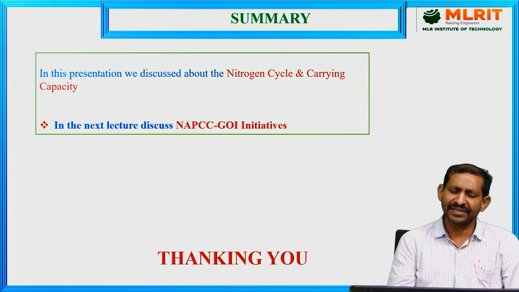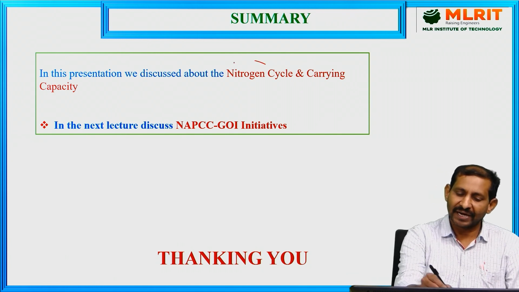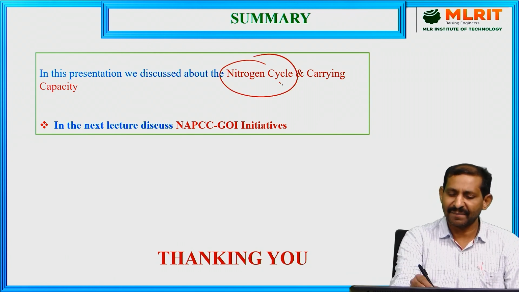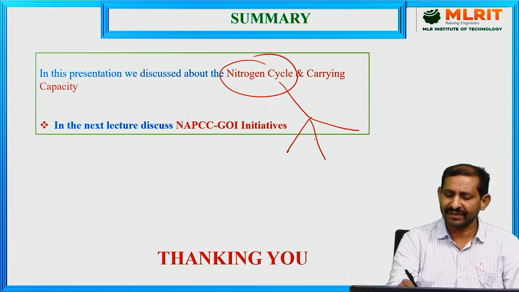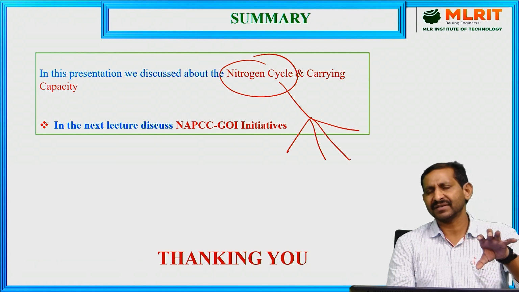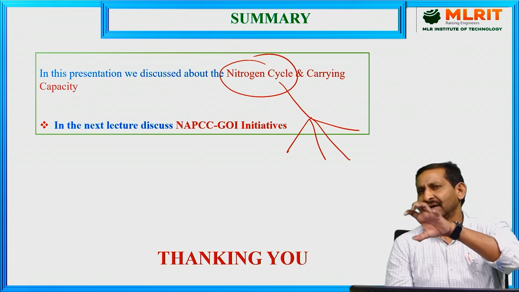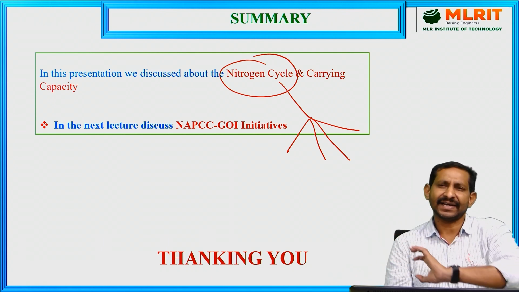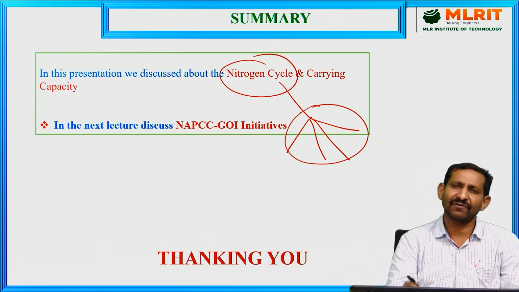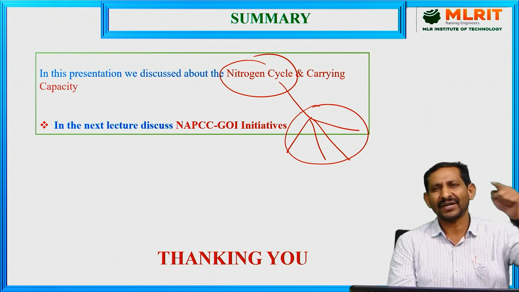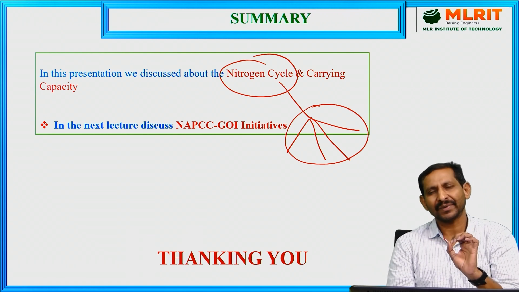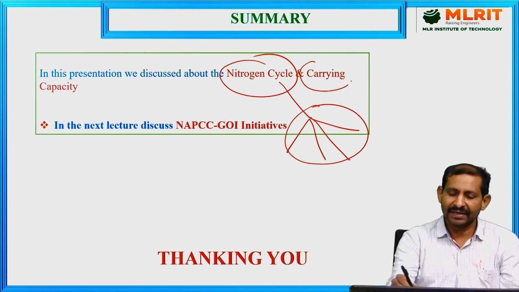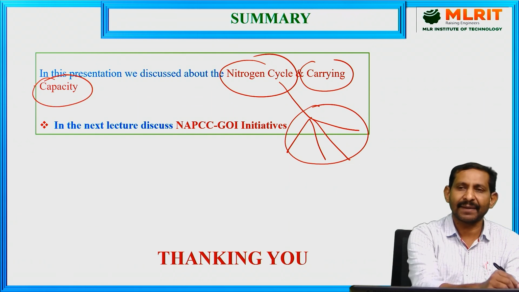So in this presentation we discussed the nitrogen cycle. In the nitrogen cycle there are mainly four steps: nitrogen fixation, ammonification, nitrification, and denitrification. These four steps return nitrogen once again to the atmosphere in the form of gas. And finally, another concept was the carrying capacity.